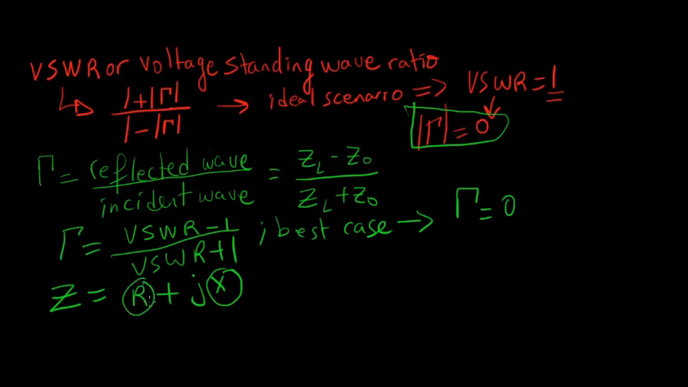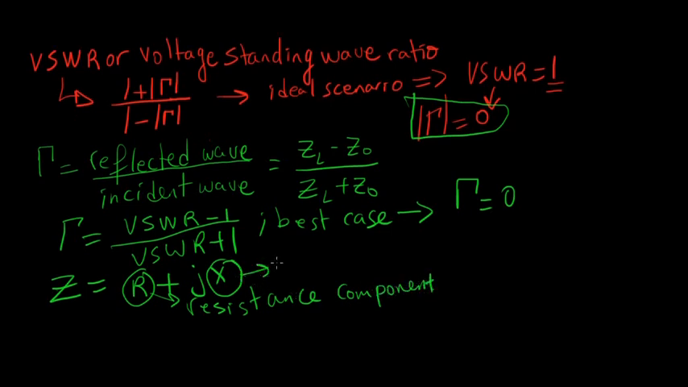So we have the reactance value component, we can say. Sorry, not the reactance, that's the resistive, as I said earlier. That's the resistance component. And this one will be the reactance component. And these will be on the Smith chart.